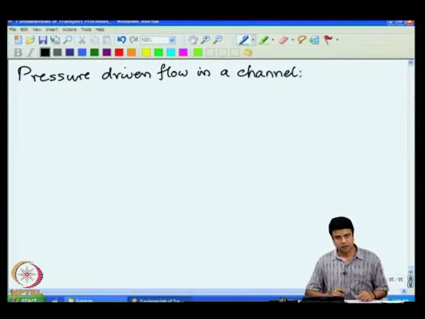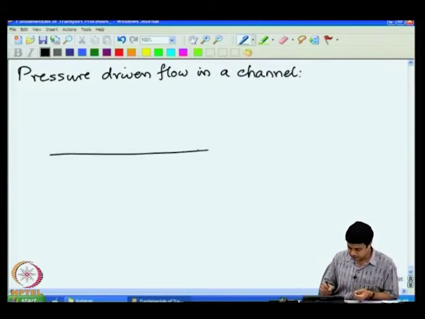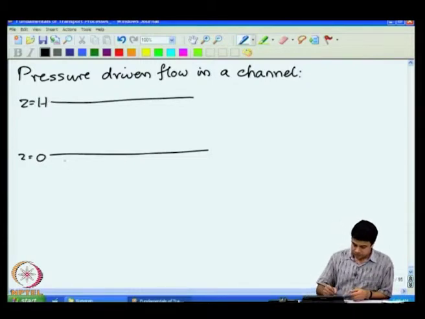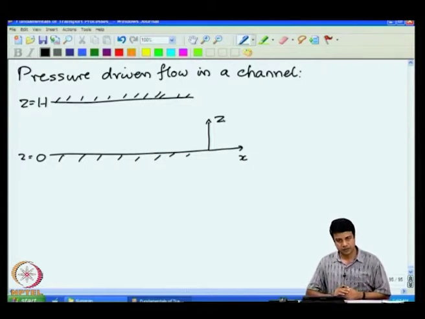Okay. This channel is in between two flat plates. Okay. So, let us draw the configuration here. You have two plates, one is at z is equal to 0, the other is at z is equal to h. Okay. And these are solid plates. We will assume that they are of infinite extent into the board. This is the x coordinate, this is the z coordinate. And then we have to find out what is the velocity profile within this channel. Okay.